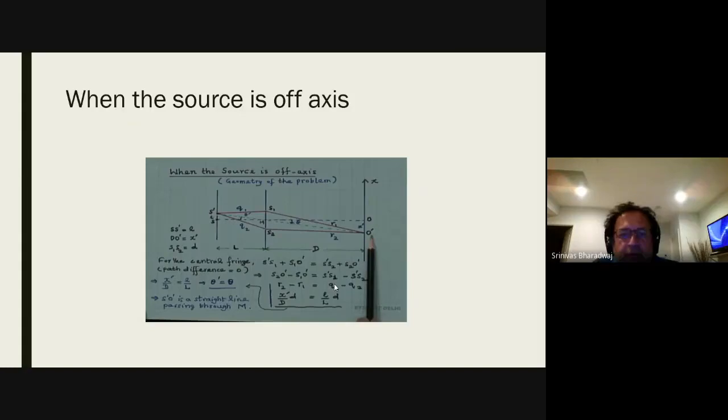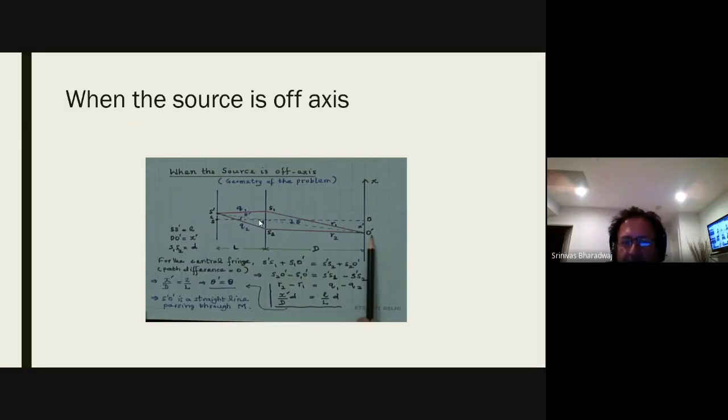Now when the sources are off axis, you will get the corresponding shift in the whole position, and using similar triangles, you can determine it. If you had this much of a distance and you were this much offset, then L by D will give you X prime by D. That's a very simple similar triangles equation.